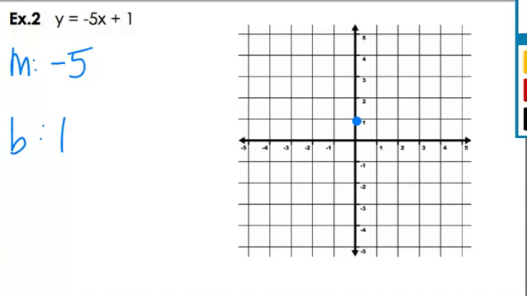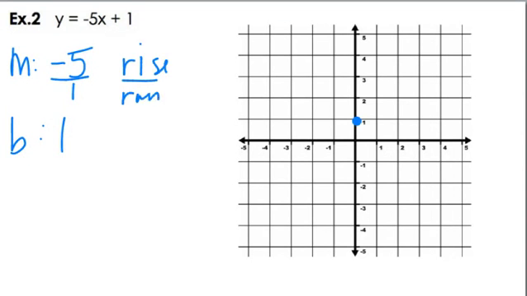Now my slope is -5. If you need to, create a fraction so that you see the rise over run. You may not need to make that a fraction for yourself. That's more of a notation that you may want to add just to make sure everything's clear. But that's totally up to you. So from my B, from my point at 1, I'm going to rise and run -5 over 1.